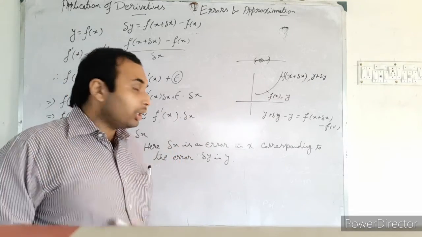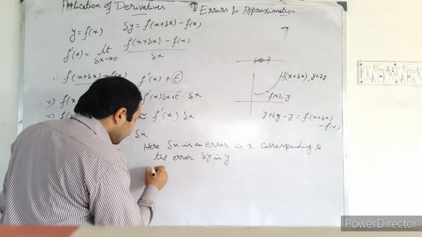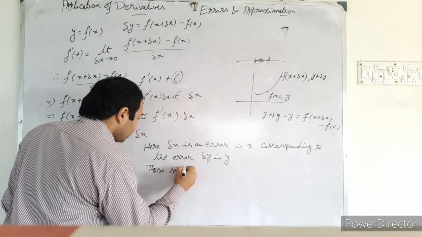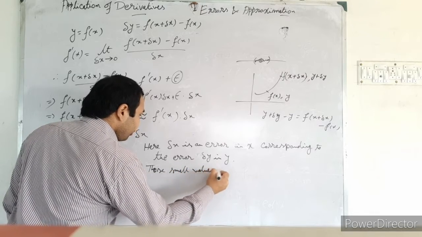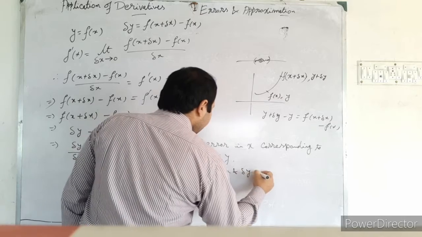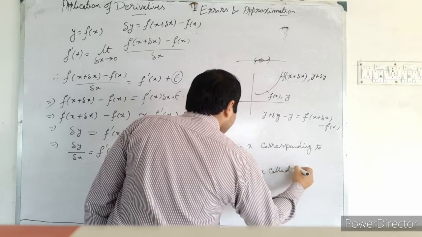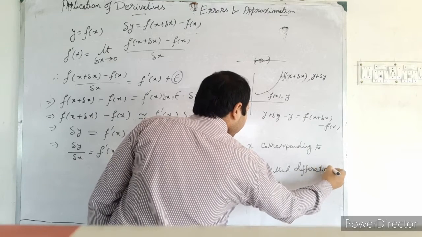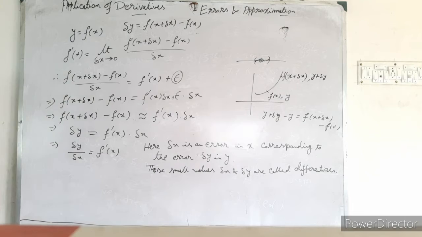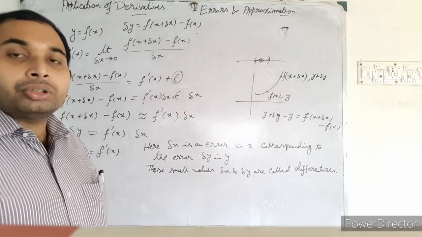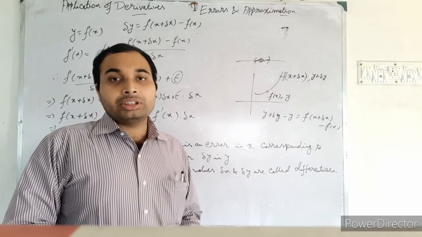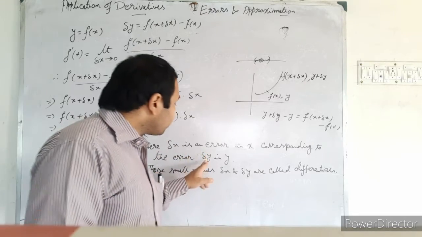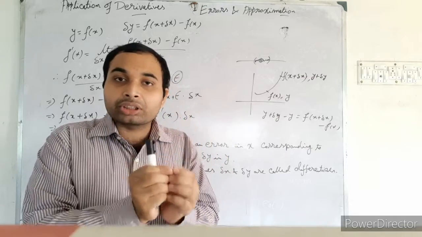So here then we can write like that, that those small values, those small errors del y and del x, can be called the differentials. The errors or those small values del x and del y are called differentials. So I think now it is clear to you what's the difference between the derivative and derivability and differentiability, because here differentiability is with del x and del y, that is the small errors.